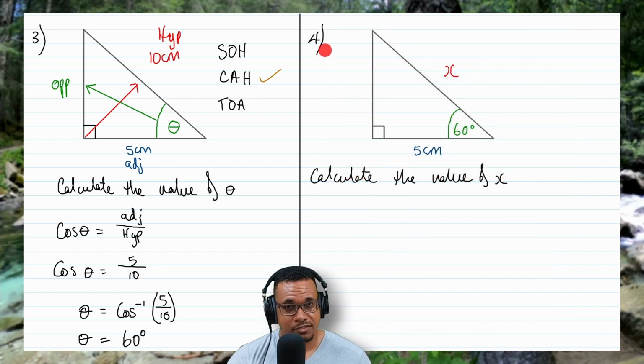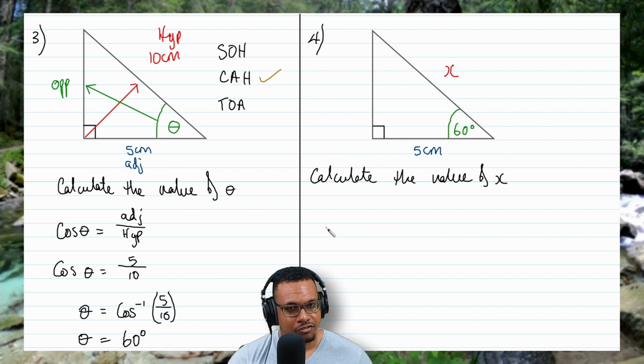All right, so moving on to question 4, we have this right angle triangle here that we want to calculate the value of x. And if you look at this triangle and this triangle, you can see the same thing because we found here theta to be 60 degrees, and I have 60 degrees exactly where this theta is. Then we have 5 centimeters down here and I have 5 centimeters here. So you're going to expect that x is going to be the same 10 centimeters.